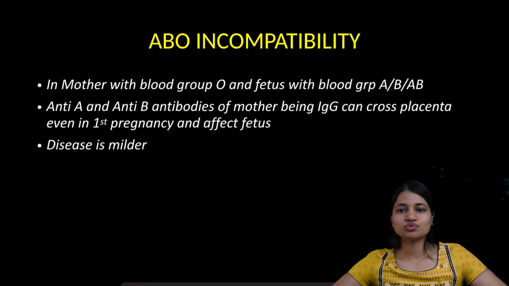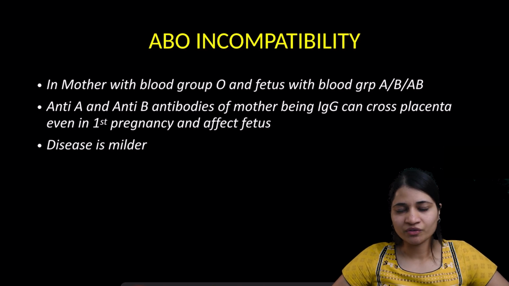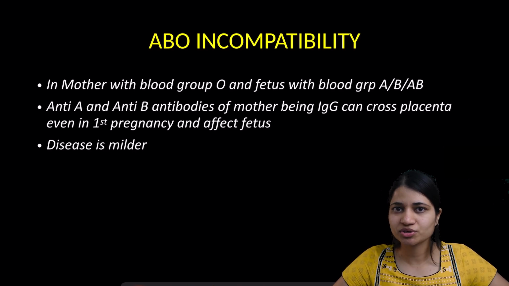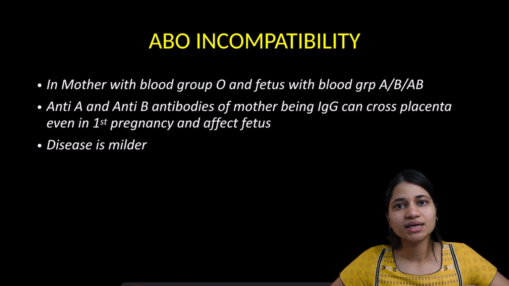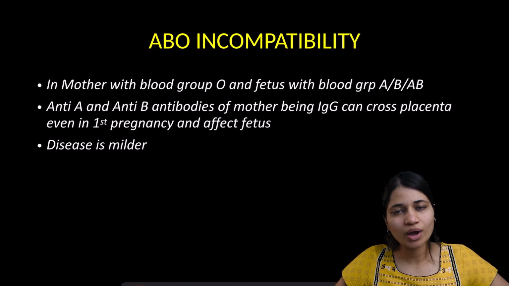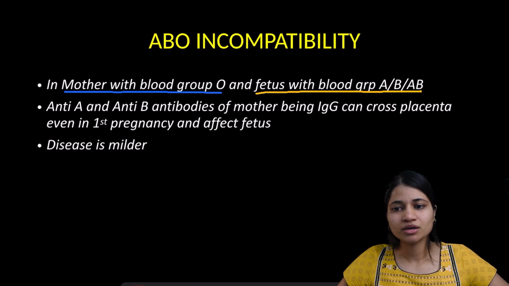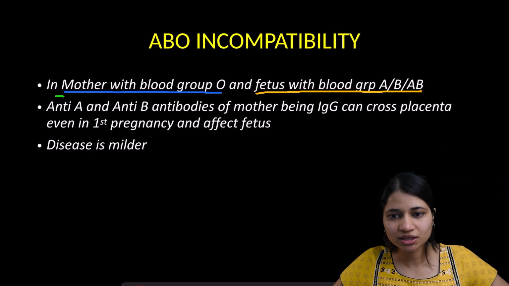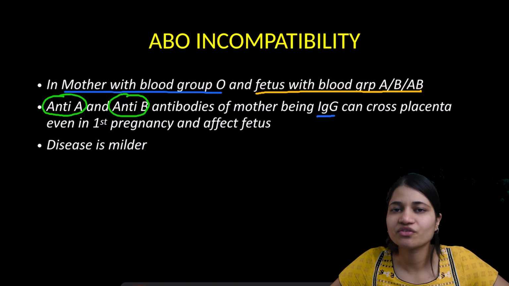Now there is another thing which is known as ABO incompatibility. When we had Rh incompatibility, it was basically when we have an Rh negative mother and an Rh positive baby, that is, antibodies absent in the mother and antigens present in the baby. Same is the concept of ABO incompatibility, when the mother has a blood group of O and the fetus has a blood group of A or B or AB. In this scenario, the anti-A or anti-B antibodies of the mother, which are IgG, can cross the placenta even in the first pregnancy and they can affect the fetus.